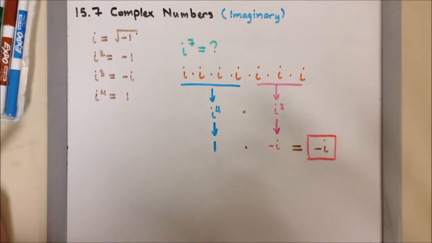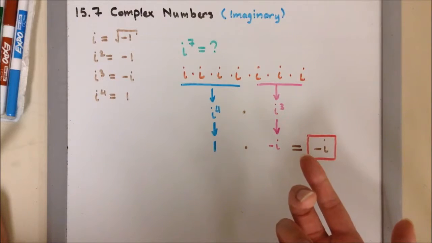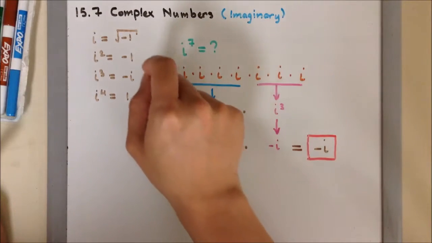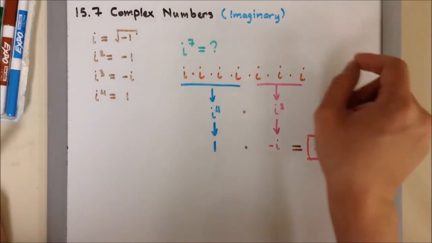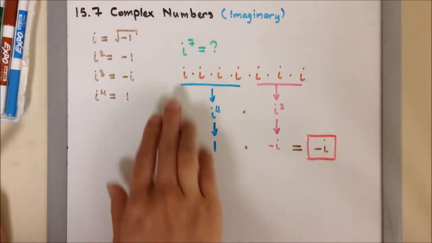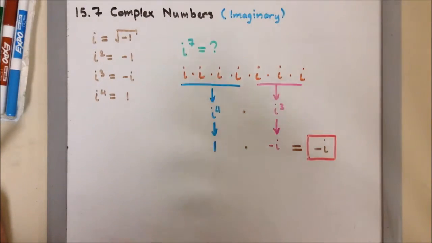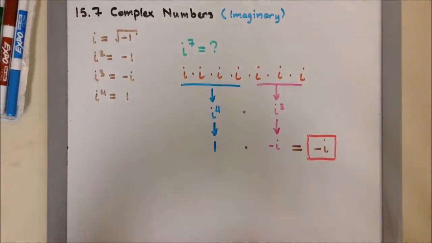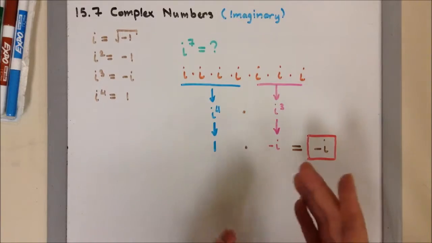But imagine doing i to the 117th power. There's no way you're going to write out i's 117 times and then just count by 4, because that's what I did here. That's very tedious. I mean, that's the basic way, but that's very tedious. So I'm going to show you another method.